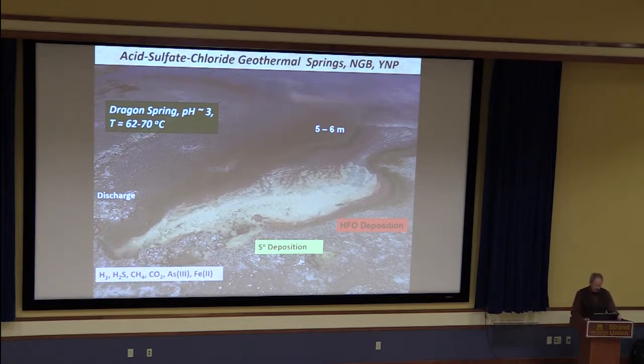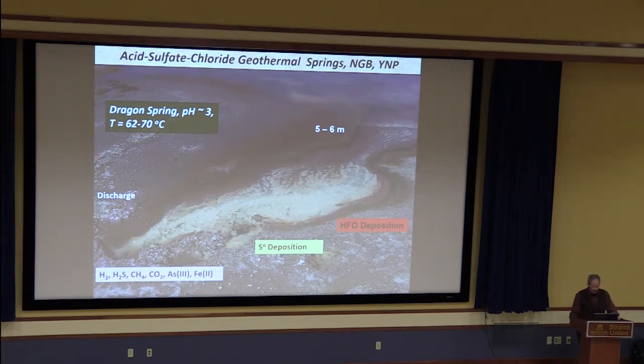So here's Norris Geyser Basin. I'm going to get into some example types of sites that we work with, and this is an acid sulfate chloride spring in Norris Geyser Basin. They call this Dragon Spring. It's got a pH of 3 here at the source. You have water coming out, and you see all this elemental sulfur depositing, and you also see a band of HFO, which really means hydrous ferric oxide. Just think of it as iron oxide rust forming from the reduced iron that's in the source waters.